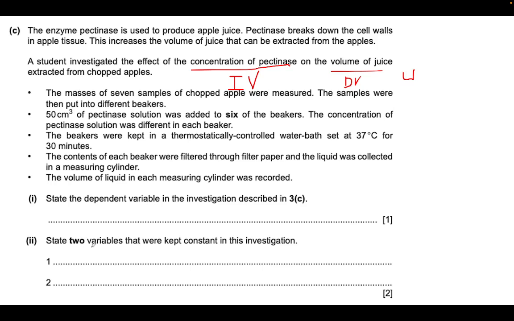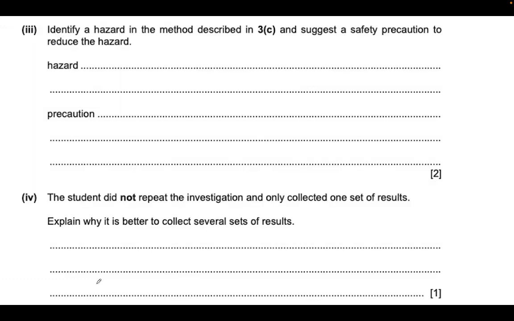State two variables that were kept constant. There we have very many. We have the volume of pectinase. It is the first thing. We are using the same temperature in all the 7, because if you don't use the same temperature, then it won't be a fair test. All right. So we are using the same temperature. We are using the same volume of pectinase, the same type of fruits. It's very important as well. Same incubation time. We should use the same time as well.